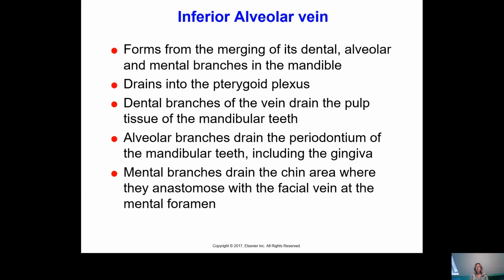The inferior alveolar vein forms from the merging of its dental, alveolar, and mental branches in the mandible, and drains into the pterygoid plexus. Dental branches of the vein drain the pulp tissue of the mandibular teeth. So remember, inferior alveolar, mandible, inferior alveolar nerve, we talked a lot about when we talked about the mandible. Inferior alveolar arteries and veins supply the lower teeth.